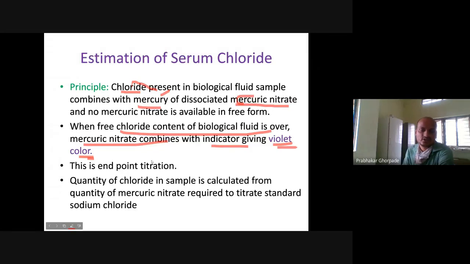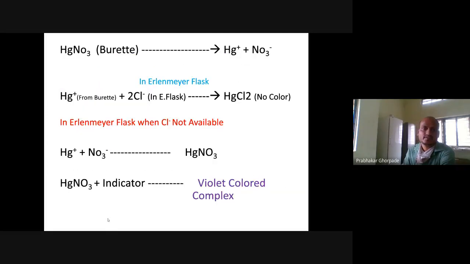This is the end point of the titration. The quantity of chloride in the sample is calculated from the quantity of mercuric nitrate required to titrate the sample. So this is a simple test. We have mercuric nitrate in this burette. For example, we are taking mercuric nitrate here in this burette.